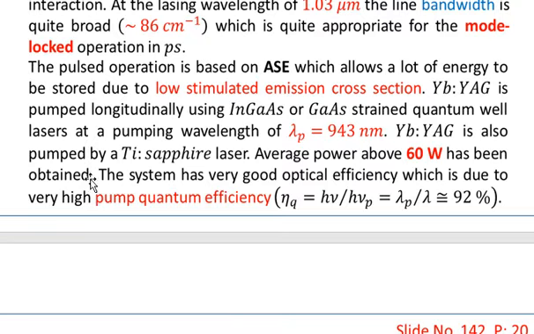Ytterbium-YAG is also pumped by a Ti-sapphire laser. Average pump power above 60 watt has been obtained. The system has very good optical efficiency, which is due to very high pump quantum efficiency. And the pump quantum efficiency is given by eta q equal to h nu over h nu p, where nu is the frequency corresponding to the transition, and nu p is the frequency corresponding to the pump frequency. So h nu over h nu p is equal to lambda p over lambda, which is roughly equal to 92%. So very high quantum efficiency.